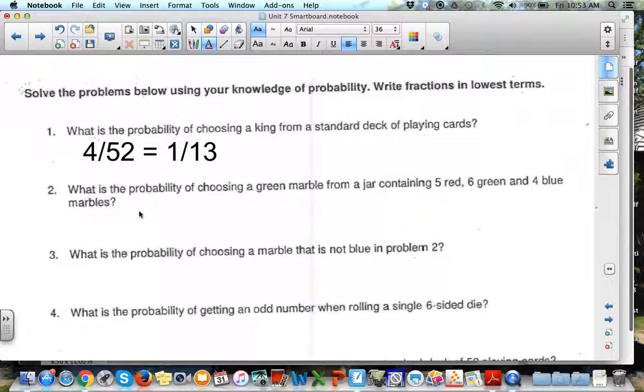Okay, so number 2, what is the probability of choosing a green marble from a jar containing 5 red, 6 green, and 4 blue? Well, again, it's how many of that particular option do we have. Since we're talking about green marbles, we have 6 of those, divided by how many total marbles are in the jar. Well, 5 plus 6 plus 4 is 15. And if we reduce that, we have a 2 in 5 chance. We can also change these to percentages if we want to, but most of what we're going to be working with in this unit are going to be fractions.